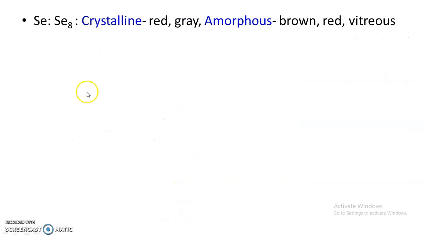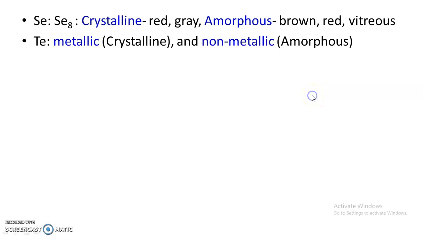Then selenium exists in 2 important allotropic forms. Its molecular formula is Se8. Crystalline and amorphous selenium is there. So crystalline selenium may be red or grey, and amorphous selenium can be brown, red or vitreous.